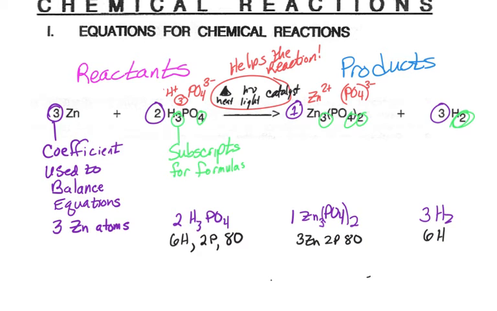In this class, you won't be asked to figure out what those coefficients are. You'll only be asked to use them so that you know how many of each type of atom is present and to see if they're balanced out. And of course, you'll have to know the word coefficient and subscript.